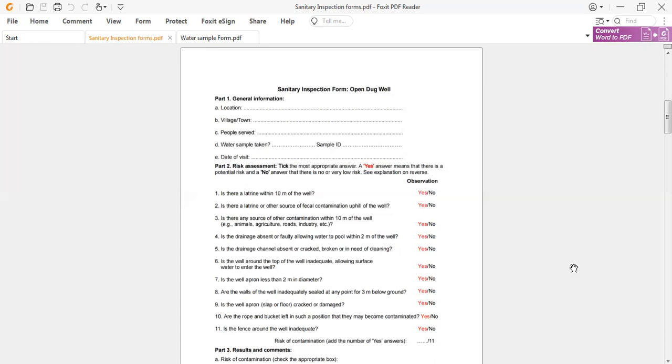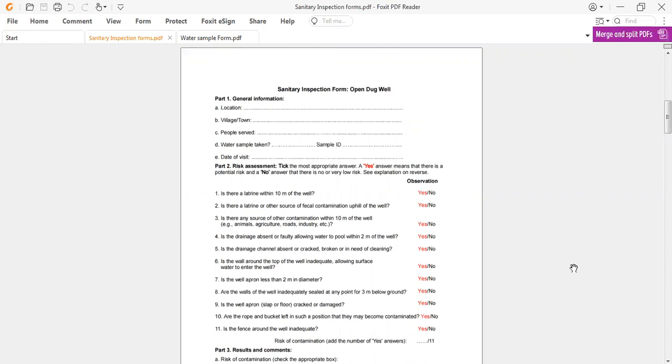Is the drainage absent or faulty, allowing water to pool within 2 meters of the well? So you can see how the drainage is actually faulty. Maybe you have a crack in the drainage, so the runoff still percolates and enters the well. If that's the case, you tick yes. Is the drainage channel absent or cracked, broken, or in need of cleaning? Is the drainage channel dirty? Is it cracked? Is it broken? When you see all of this, it shows that there's a high risk of this water becoming contaminated.